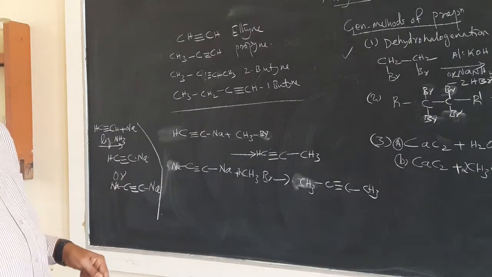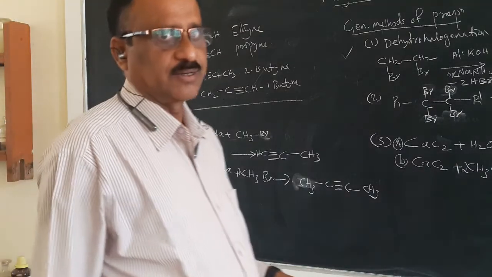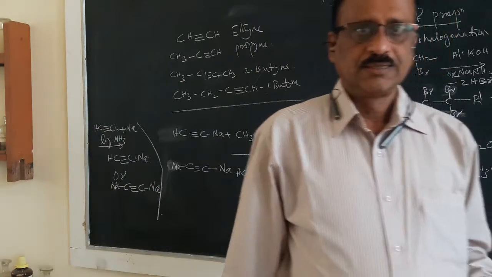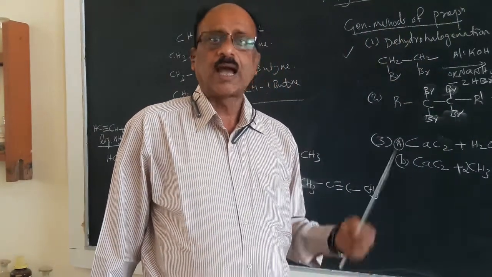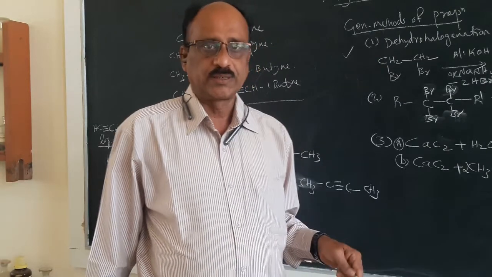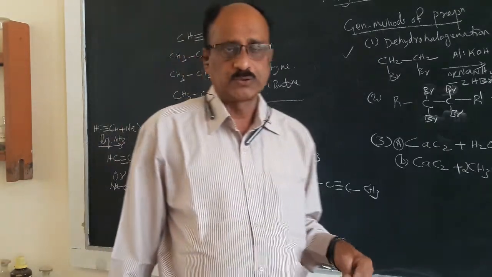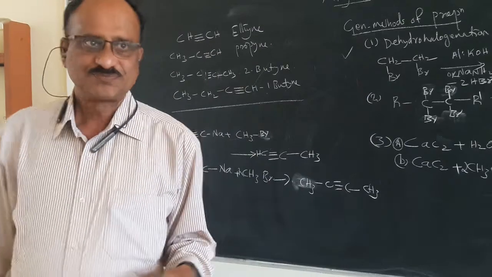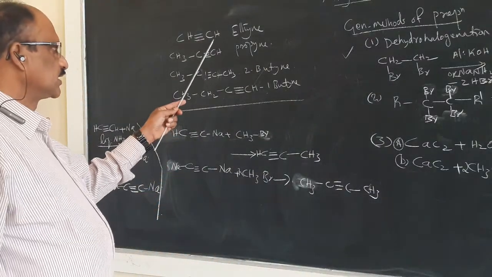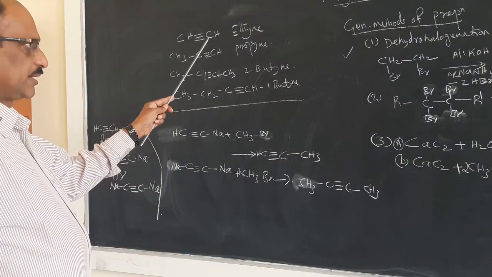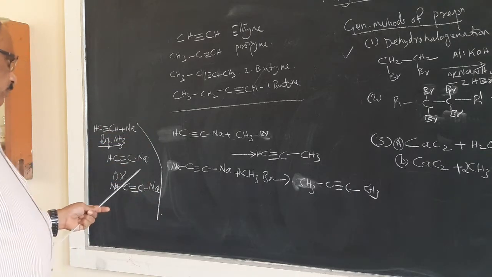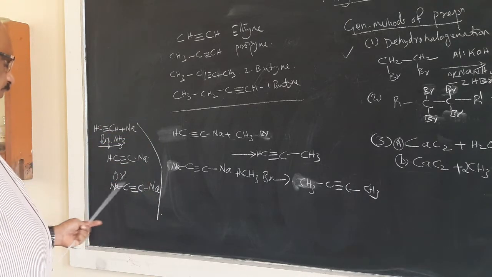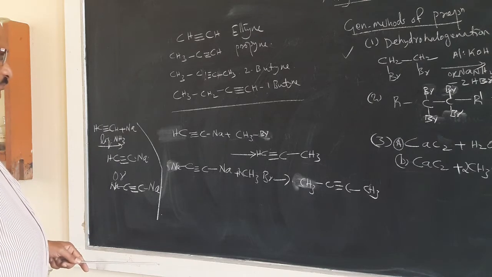Wherever there is a hydrogen atom, there is an H plus ion. A hydrogen atom is nothing but H2, hydrogen gas; hydrogen atom and hydrogen ion are different. The hydrogen ion, H plus, is a proton. So the proton can be removed, and I can say they are acidic in nature. So monosodium acetylide or disodium acetylide can be formed.